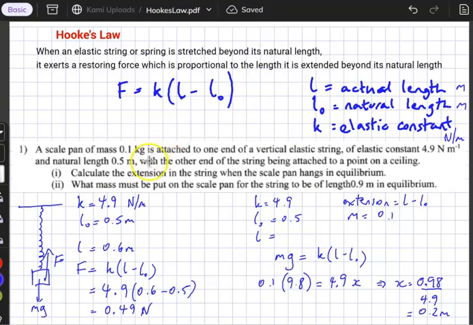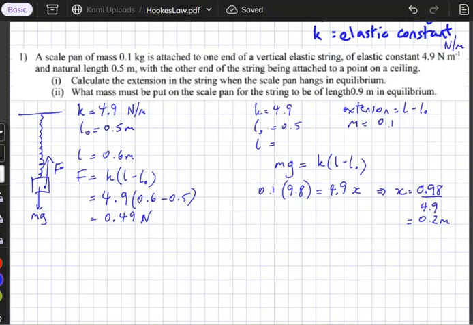So calculate the extension in the string when the scale pan hangs in equilibrium. The key idea is that the restoring force is equal to the force occurring as a result of gravity in the direction the string or spring is orientated. What mass must be put on the scale pan for the string to be of length 0.9?